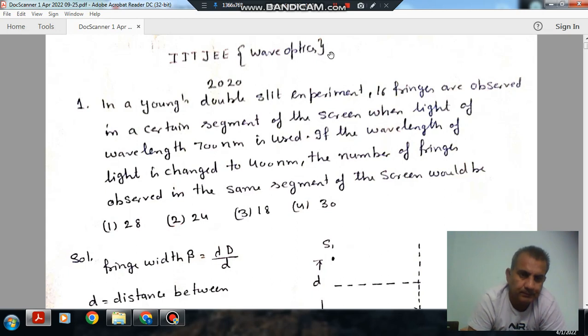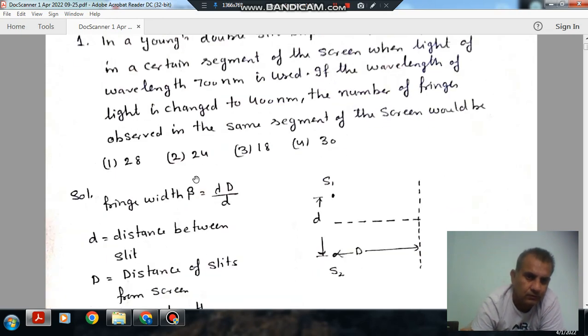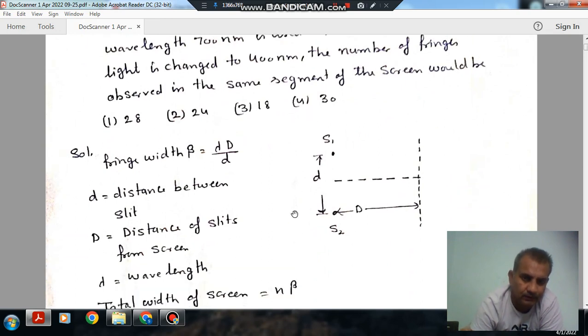Question number one is: in a Young's double slit experiment, 16 fringes are observed in a certain segment of the screen when light of wavelength 700 nanometer is used. If the wavelength of the light is changed to 400 nanometer, the number of fringes observed in the same segment of the screen would be: option 1, 28; option 2, 24; option 3, 18; and option 4, 30.